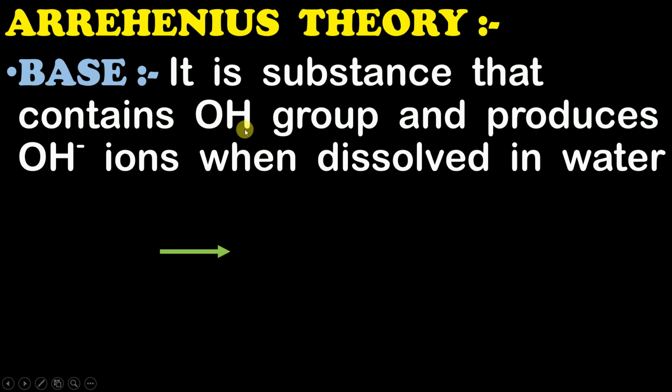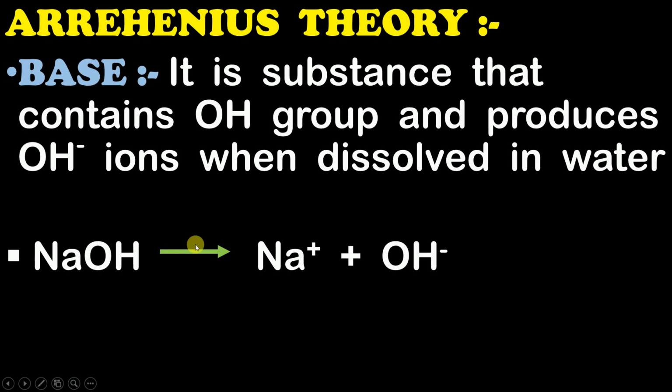Here in the base we have a substance that contains OH in it, and after dissociation it will give away OH minus ions. For example, let's consider NaOH, the sodium hydroxide. So when you add this sodium hydroxide to water, it is going to get dissociated into Na plus and OH minus ions. So can you see over here, we are getting OH minus ions, and since we are getting OH minus ions, therefore this NaOH becomes your base. So I hope it was quite easy for you all to understand.